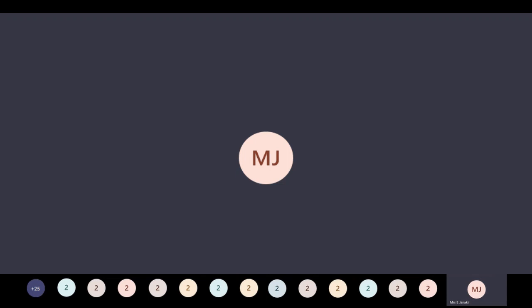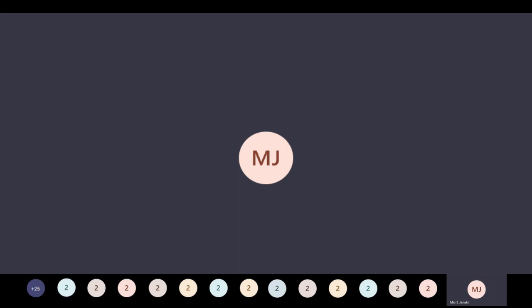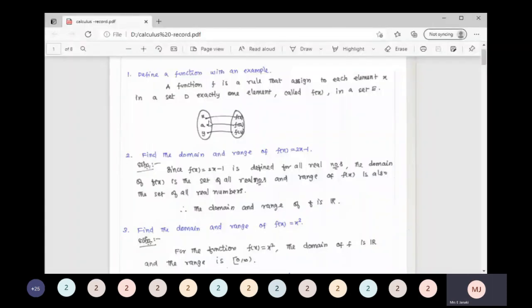Now we are going to see what a function is. A function f is a rule that assigns each element x in a set D exactly one element, called a function. Now this is the domain and this is the codomain. Every element in the domain has an image. Only then can you say this f is called a function.